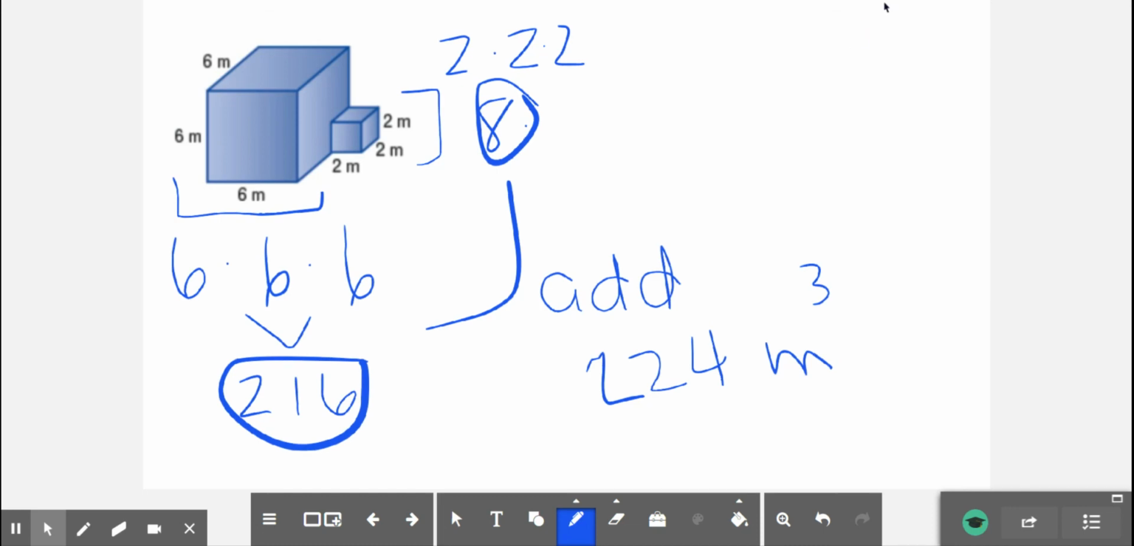Remember, we are always length times width times height. If you're given more than 3 numbers, that doesn't mean you have to multiply all the numbers together.